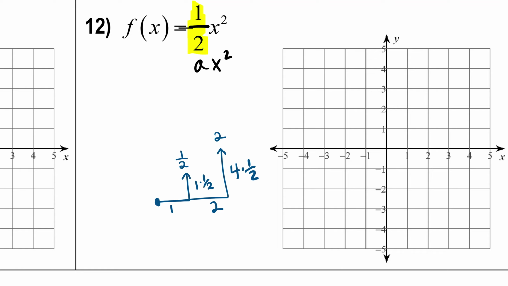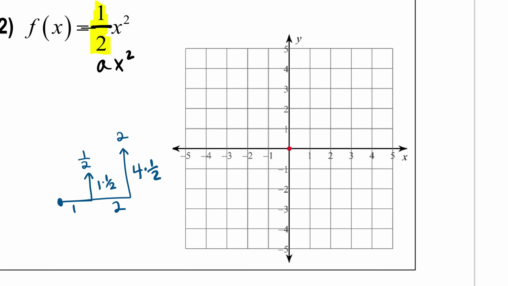So I do my vertex. Of course, here I have no h and k, right? So it's on the origin. And so I'm going to go over 1, up 1/2. Over 2, up half of 4, which is 2. If I did 3, it'd be half of 9, which is 4.5. I'm not going to worry about that one though. So I go on the left the same way. I go over 1, up 1/2, over 2, up 2, because it's half of 4. And there's my U.